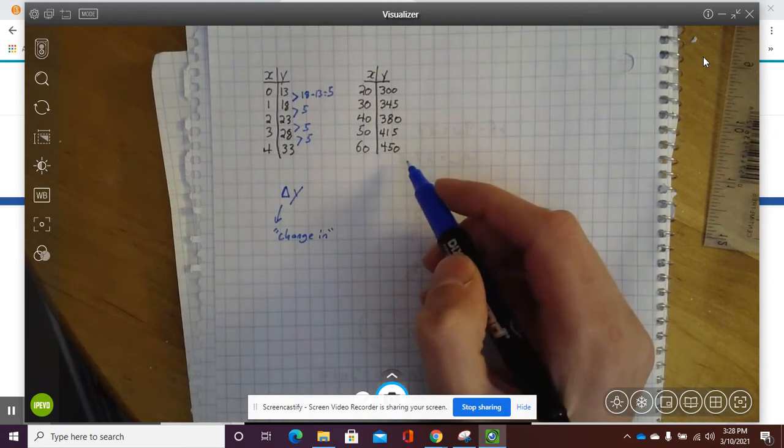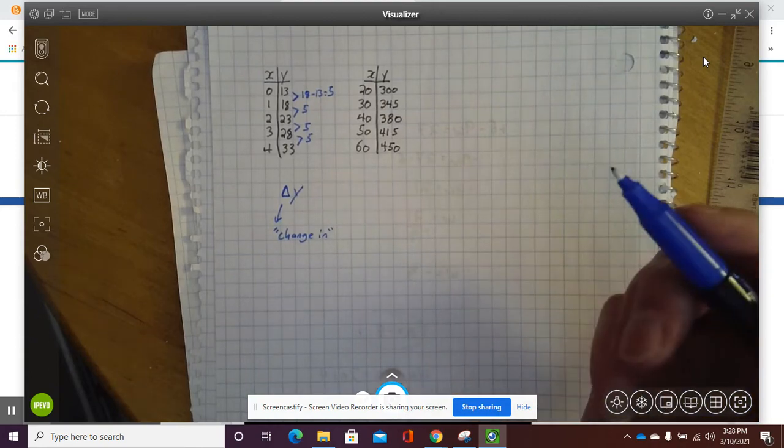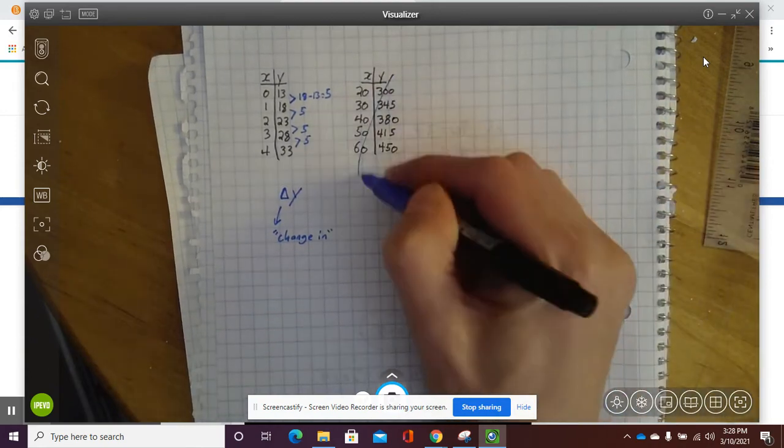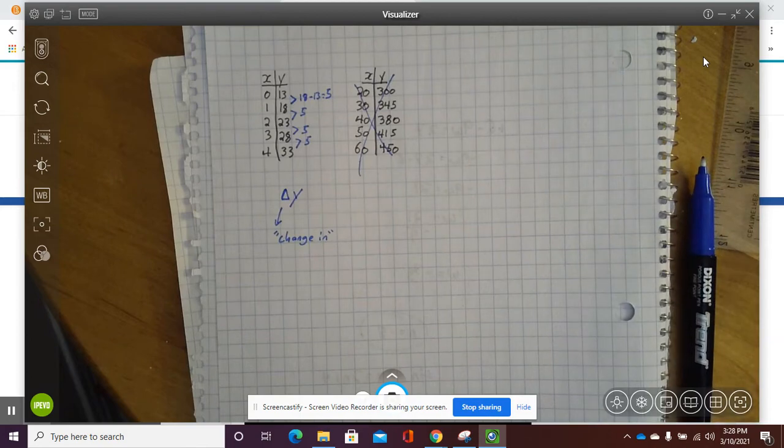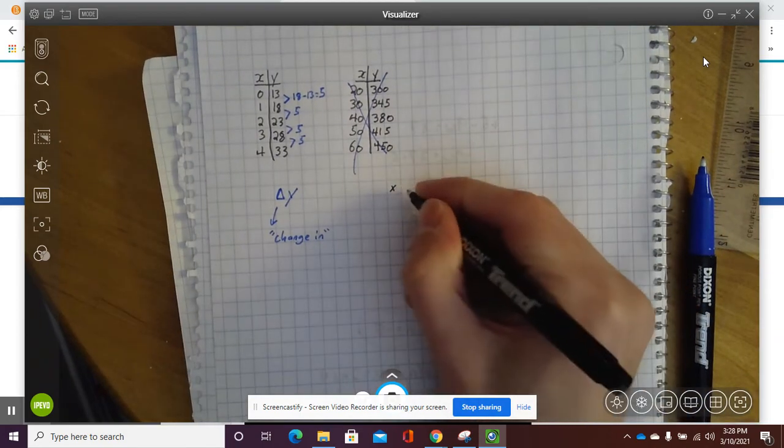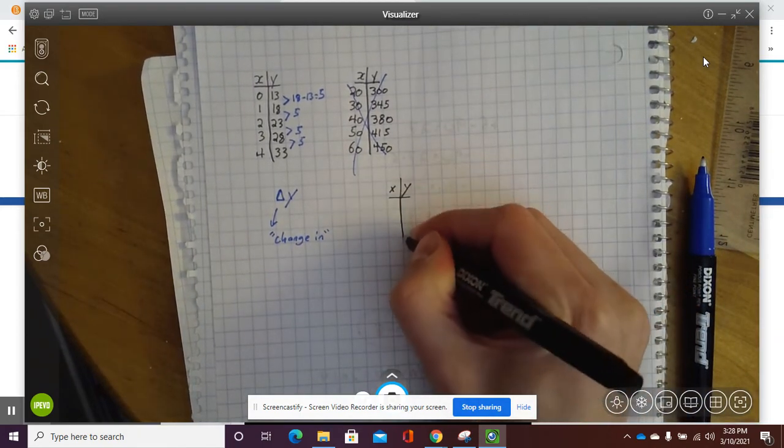Here's an example where the first differences and the rate of change are not equal. I think I've actually made a mistake in making this table, so let me redraft this. I think my first differences weren't equal there.